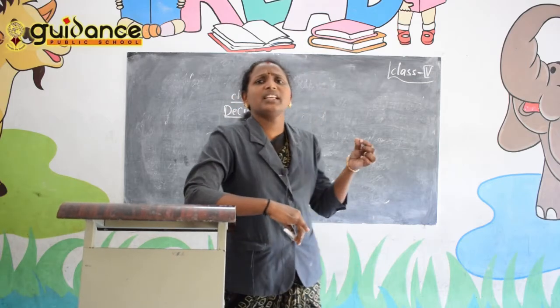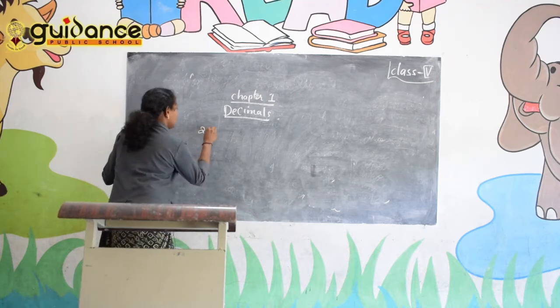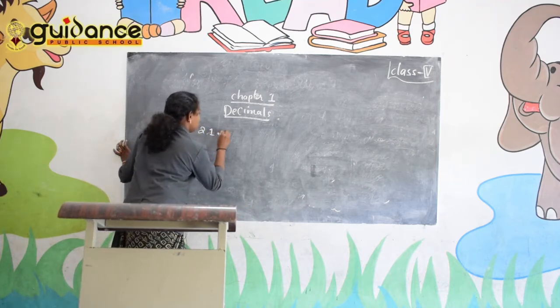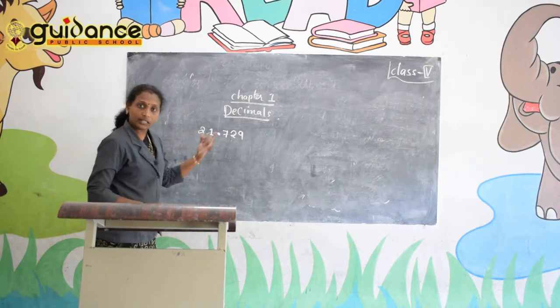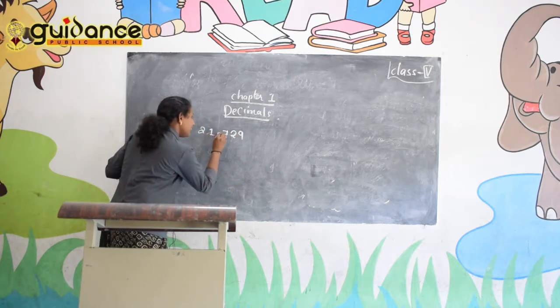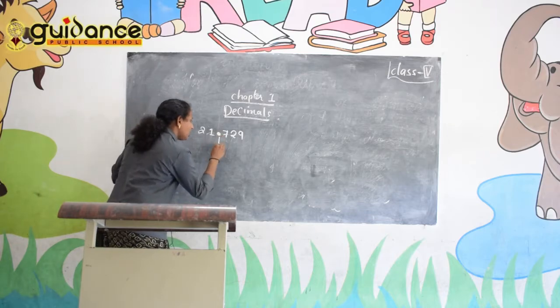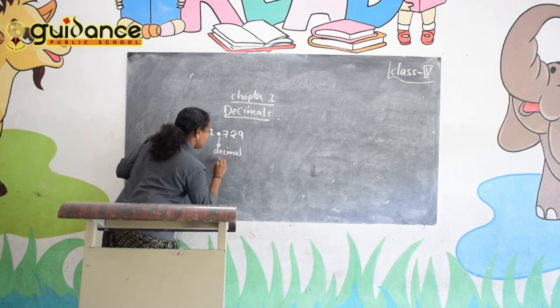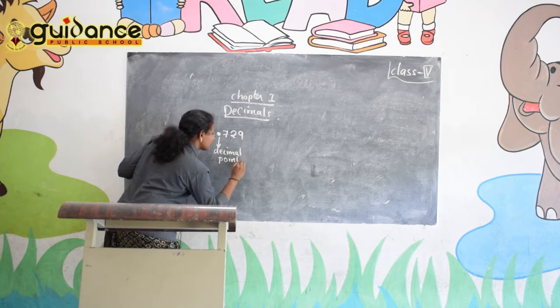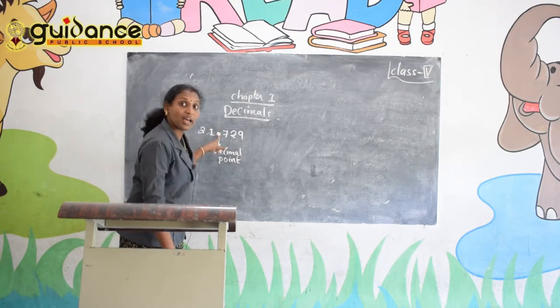So I will write one example of a decimal number. So this is an example of a decimal number. One dot is there. That dot is known as the decimal point. So this is the decimal point.